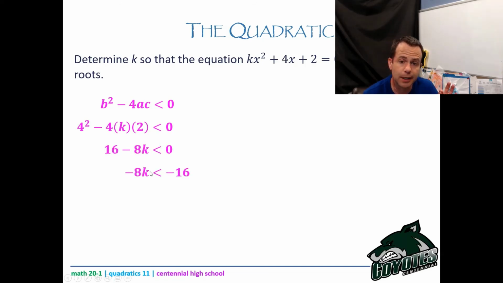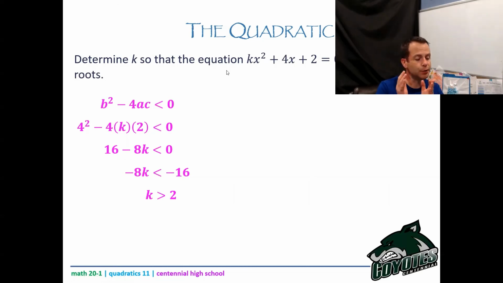And now you're just going to be careful with this. You have to divide by negative 8. When you're dividing an inequality by a negative number, the inequality flips. So this will become k is greater than 2. K is greater than 2. Okay? So that's where we are.